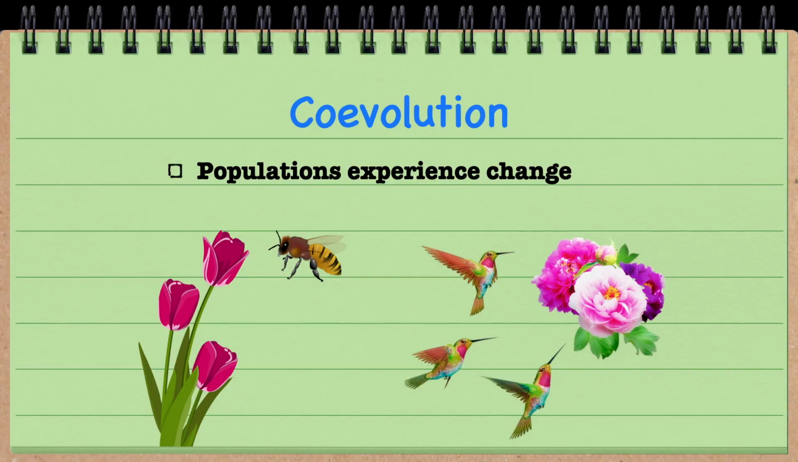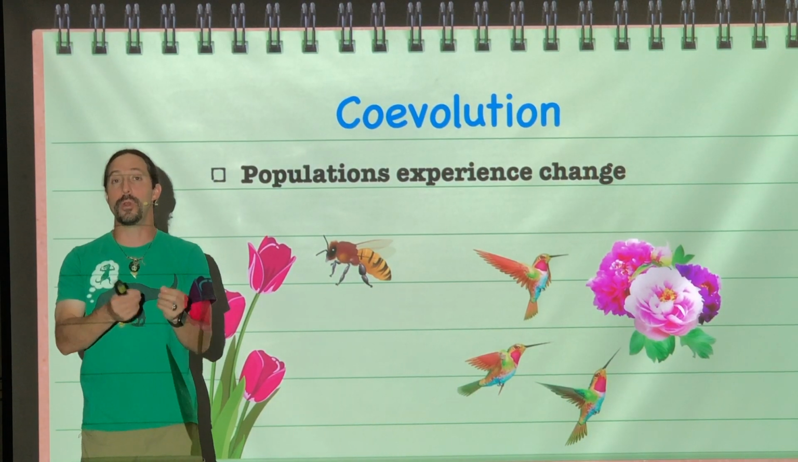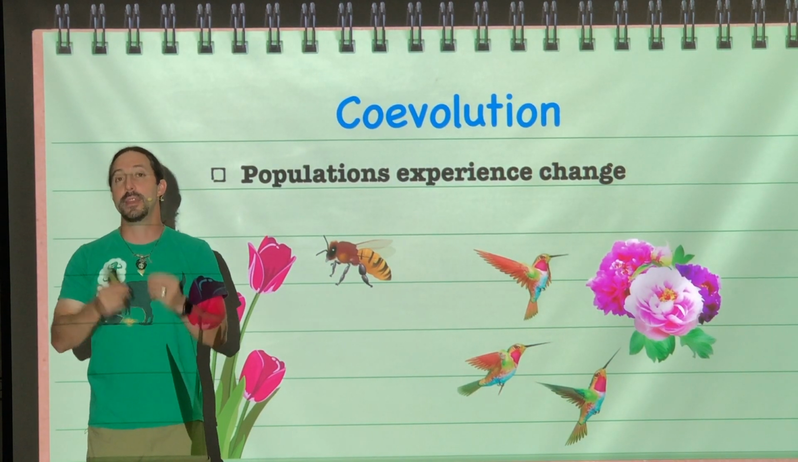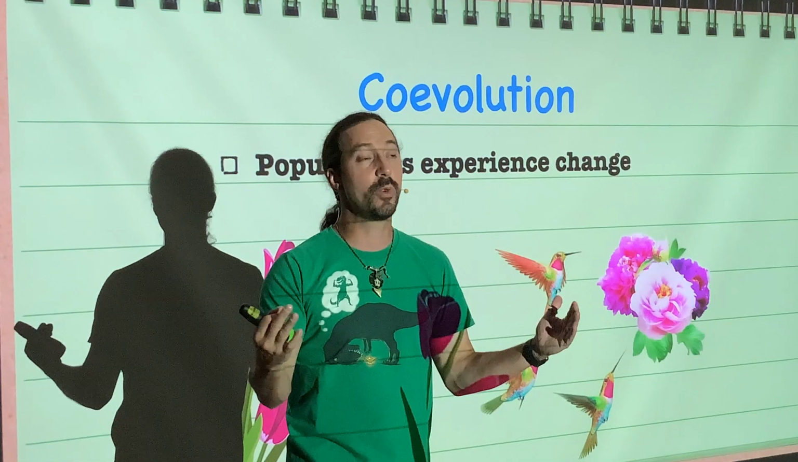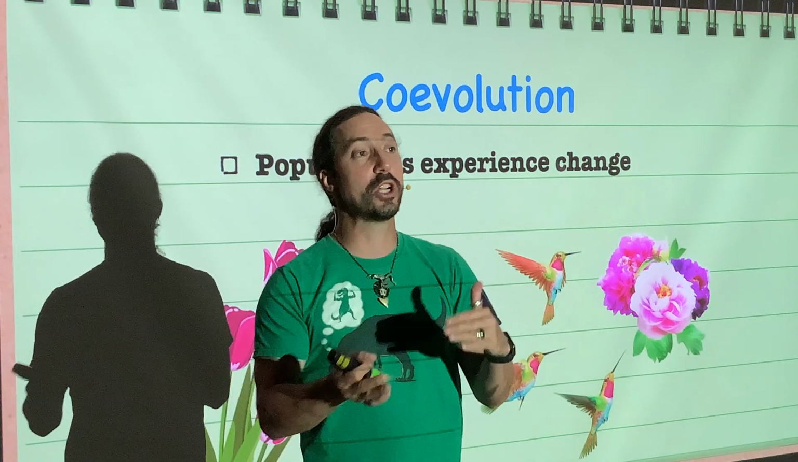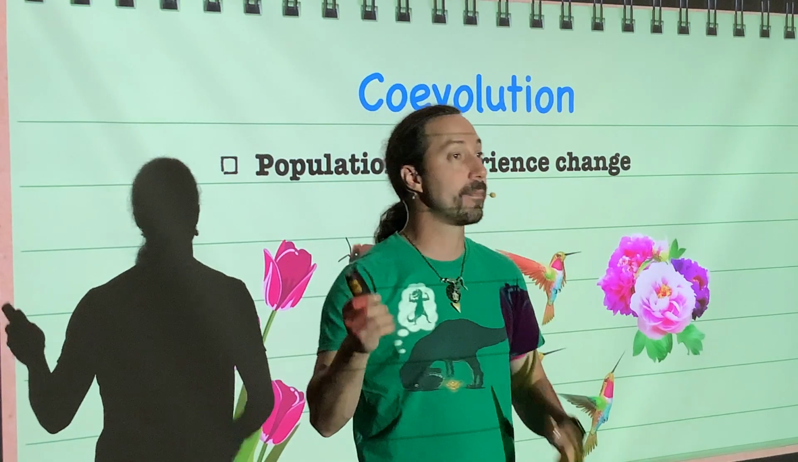But the flower is also going to have an impact on what traits are favorable for the bees and for the hummingbirds. The bees and the hummingbirds that are able to get the food from those flowers effectively are going to survive better than the bees or hummingbirds that are not able to get that food effectively, which means that the flower also has an impact upon what traits are favored in the bees and the hummingbirds.